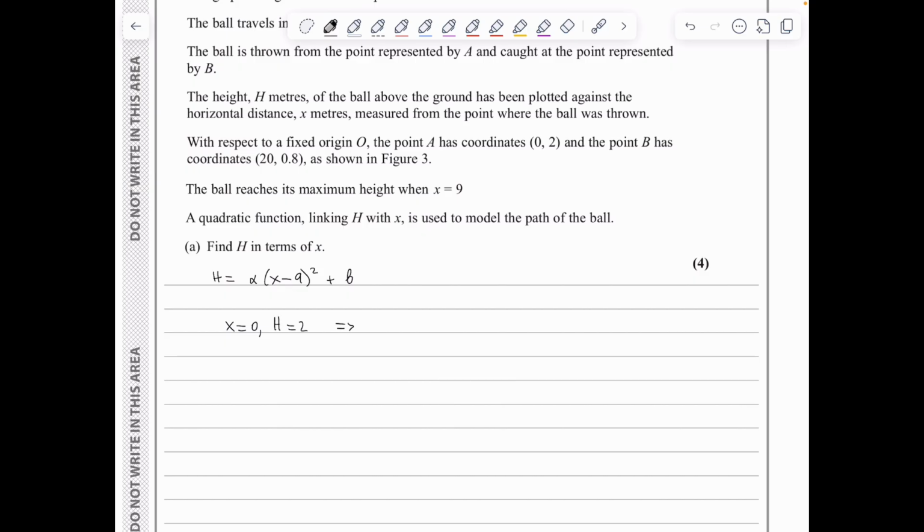So let me substitute this. We get 2 is equal to alpha (0 minus 9) squared plus beta, taking me to 2 is equal to 81 alpha plus beta. And then based on the coordinates of B, we know that when x is 20, capital H is 0.8. So this means that 0.8 is equal to alpha (20 minus 9) squared plus beta. So we've got 0.8 being equal to 121 alpha plus beta. So I simply need to solve simultaneously the two equations.